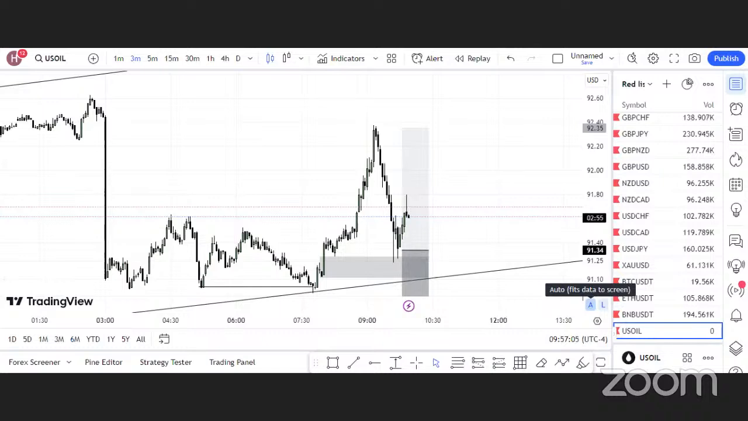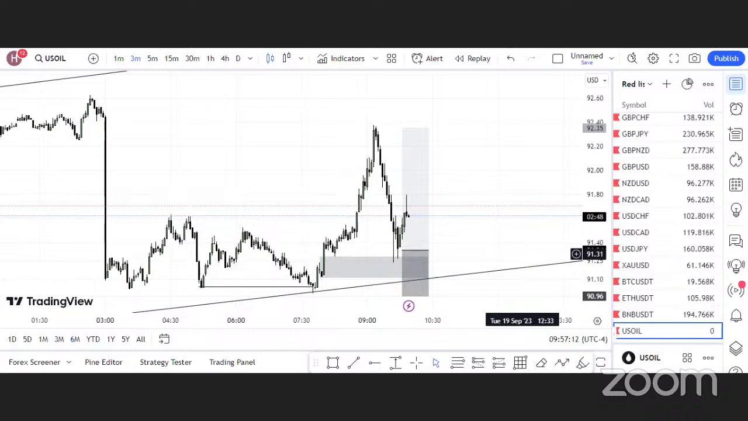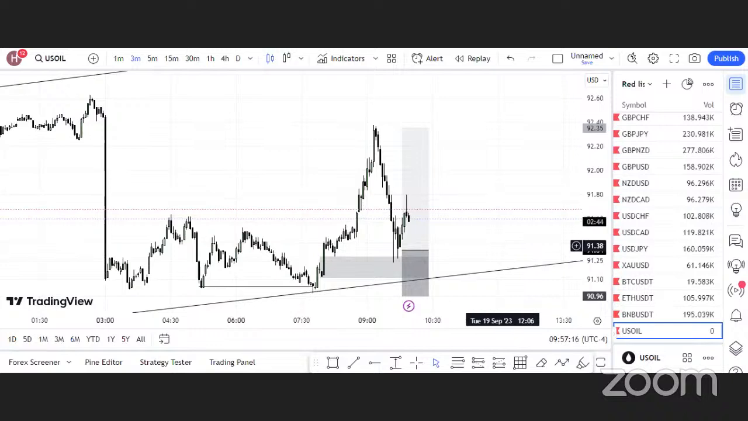Somebody is also asking about the US oil time frame. What time frame are we working on? We are working on 3 minutes, 5 minutes, and 15 minutes. We are switching between them all to see where the profit margin can happen from. At the moment, we are on 3 minutes, so you can always switch to 3 minutes to see the same chart Leo is seeing.